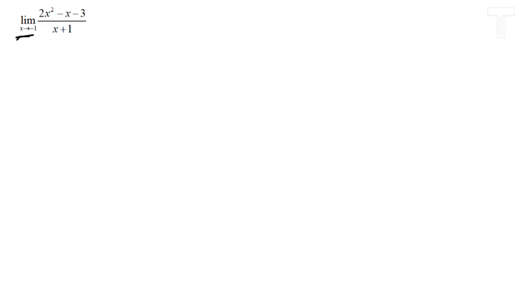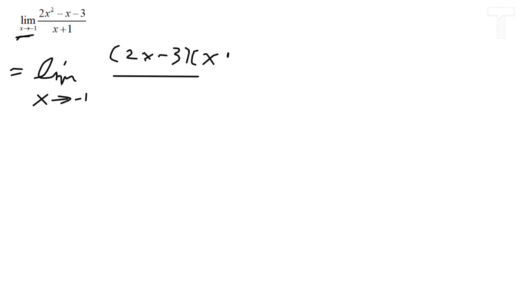You can simply rewrite this as the limit as x approaches negative 1 of, let's factor the numerator. This is 2x minus 3 times x plus 1. I'll leave it up to you to review your factoring in whatever way you need to. Over x plus 1. The denominator can just stay the same for a moment. Notice that I can simplify by canceling out those common factors.